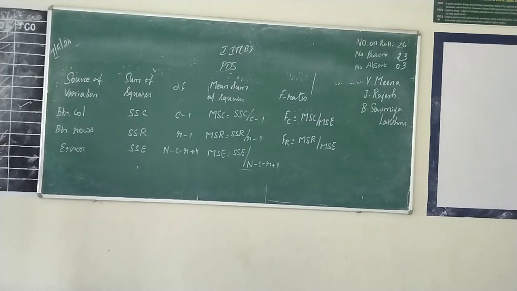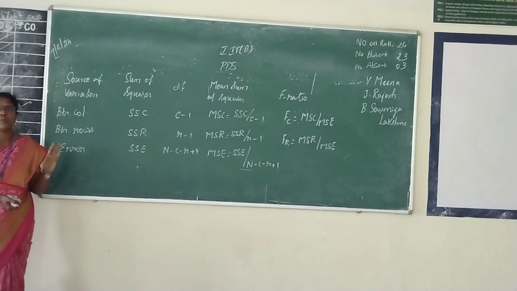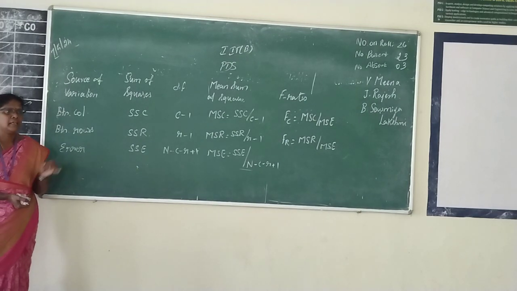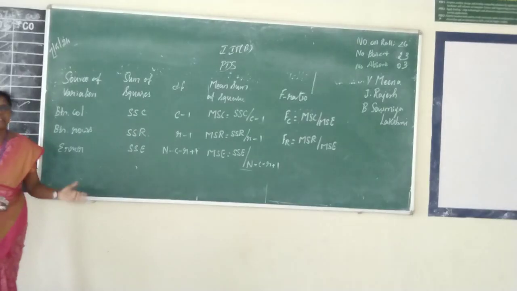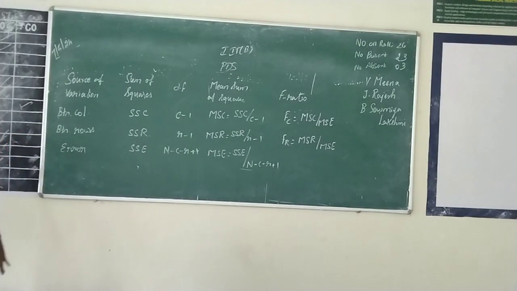So how many table values do you have to get? Two. One for column and one for row. So you get two conclusions, one conclusion for row and one conclusion for column. What is the additional step you are going to calculate? SSR. That is the extra step we are including from one-way classification. Understood? Any doubts?